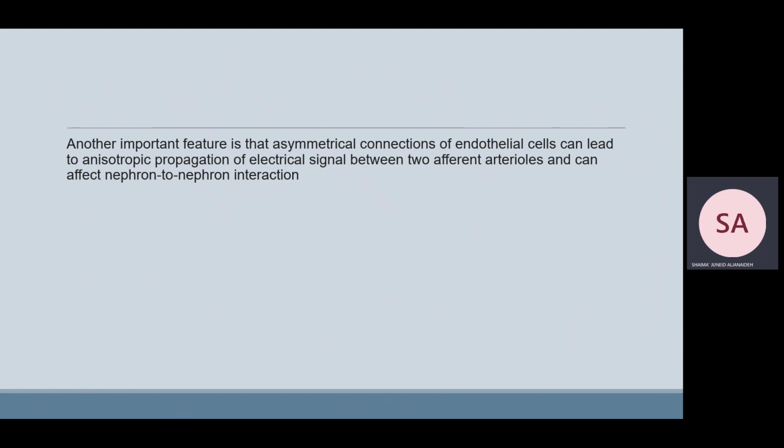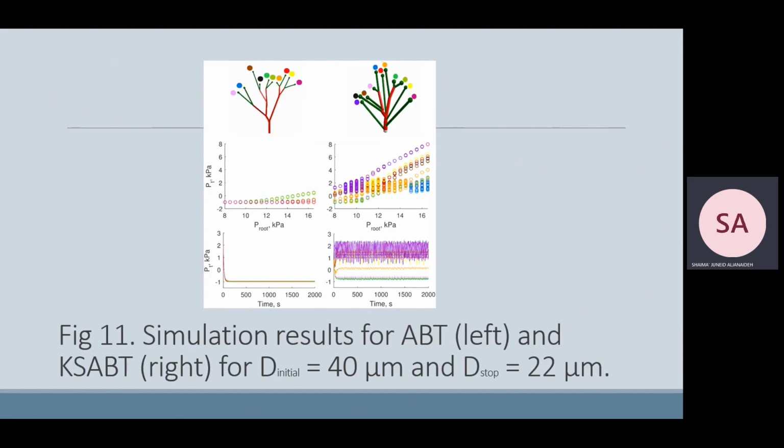Another important feature is that asymmetrical connections of endothelial cells can lead to anisotropic propagation of electrical signals between two afferent arterioles and can affect nephron-to-nephron interaction. This figure shows the simulation results for ABT on the left side and KSABT on the right side, for an initial diameter equal to 40 micrometers and a stop diameter equal to 22 micrometers.